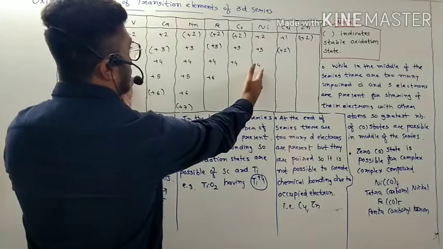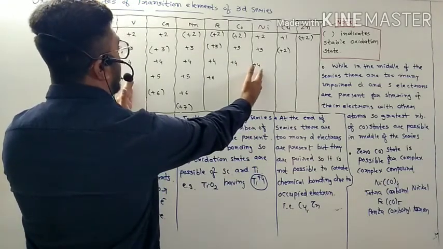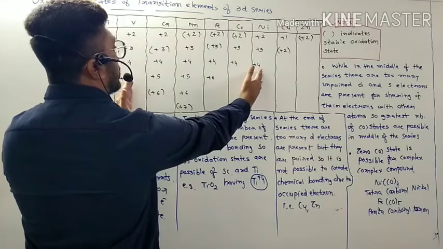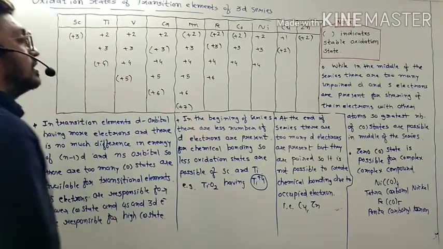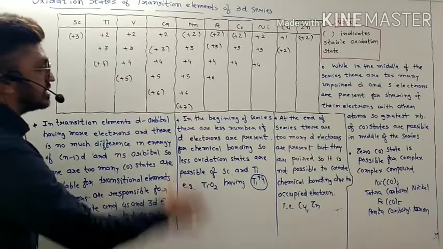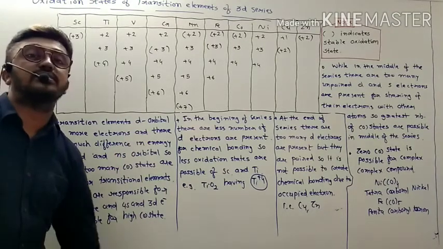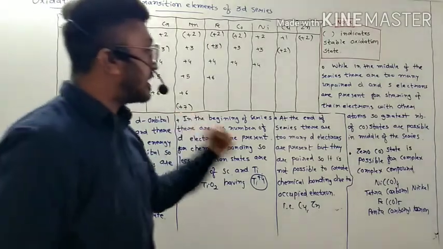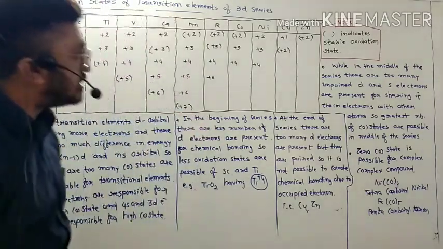While in the middle of the series, there are too many unpaired d and s electrons present for sharing their electrons with other elements to create chemical bonding. So the greatest number of oxidation states are present in the middle of the series, while the zero oxidation state is also present in complex compounds like Ni(CO)4 and Fe(CO)5.